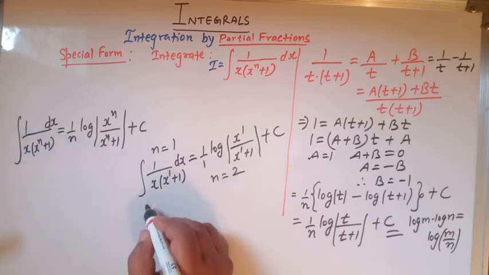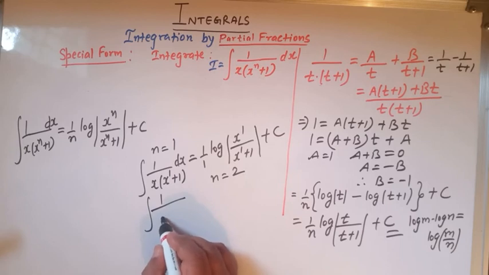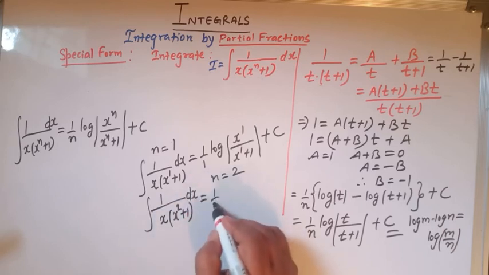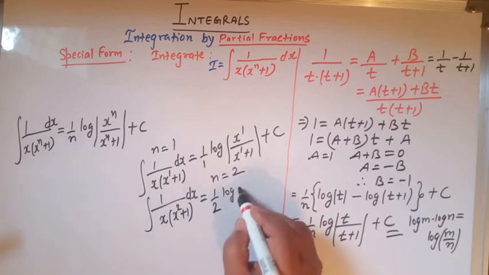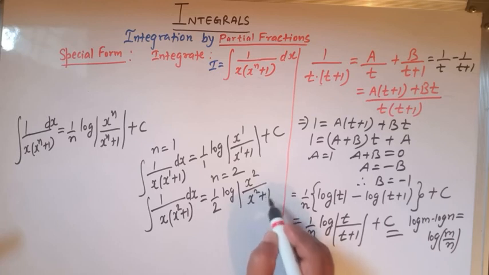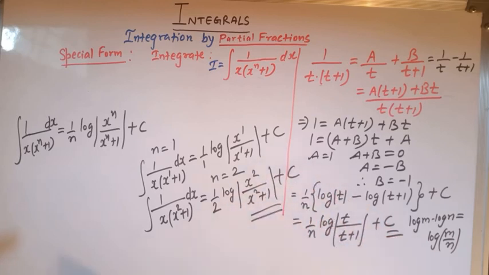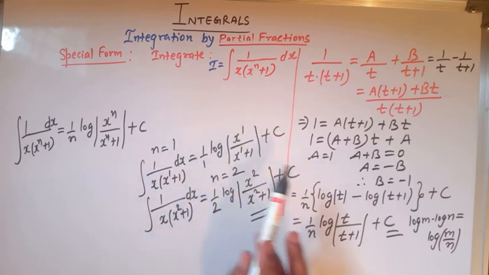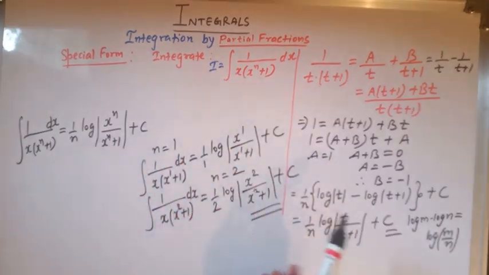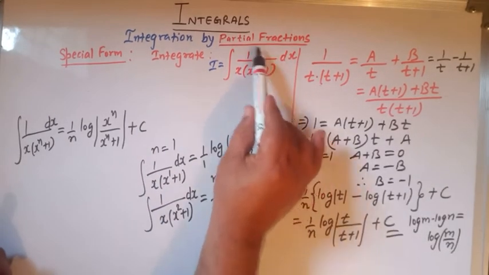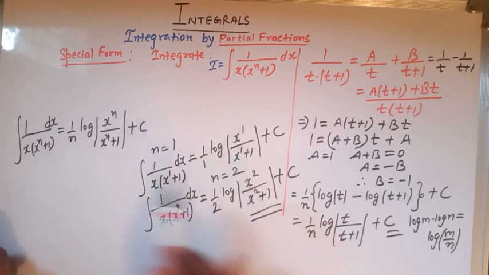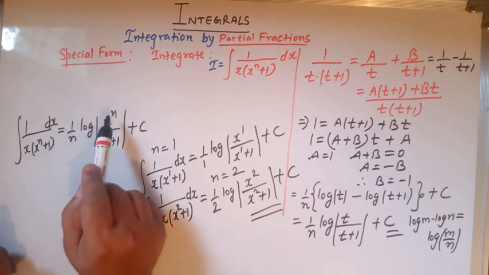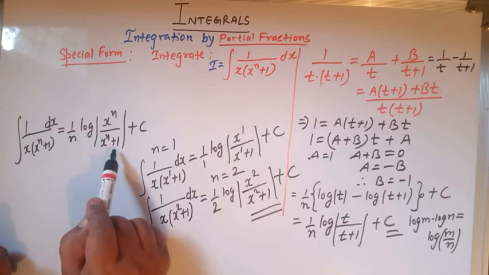Suppose n is 2, then the integral of 1 over x times x square plus 1 dx is equal to 1 over 2, because here n is 2, log of x square over x square plus 1, plus c. Okay, so we always remember how to integrate a function like this, and it is better if we directly remember the integral of this function as a formula. Clear? So the integral of 1 over x times x raised to n plus 1 is 1 over n log of x raised to n divided by x raised to n plus 1, plus c. Clear?